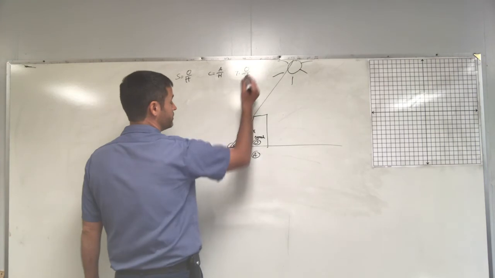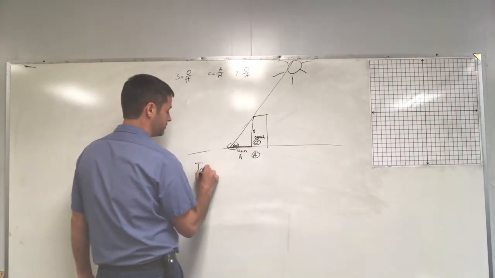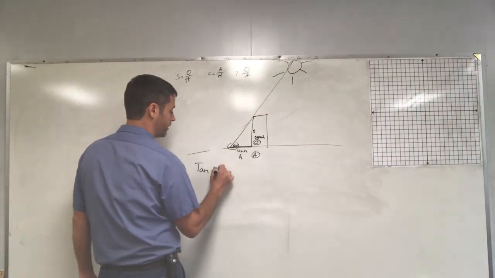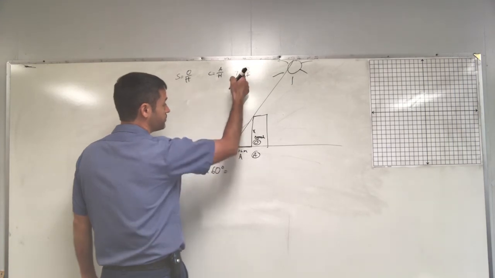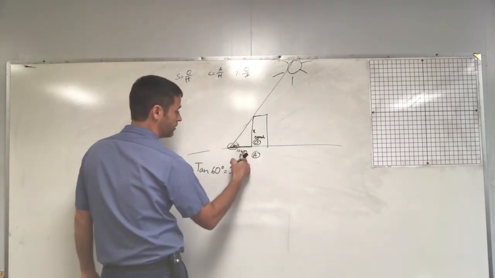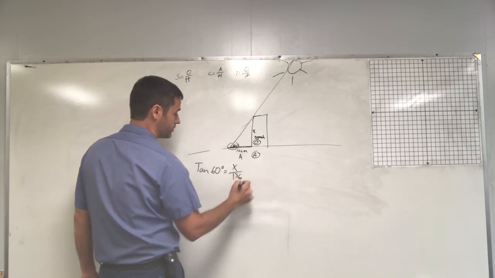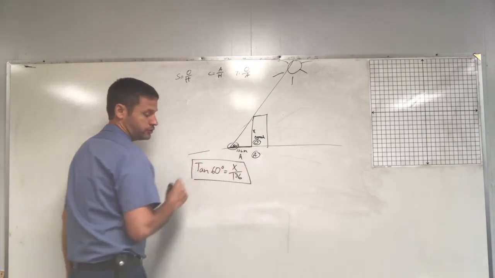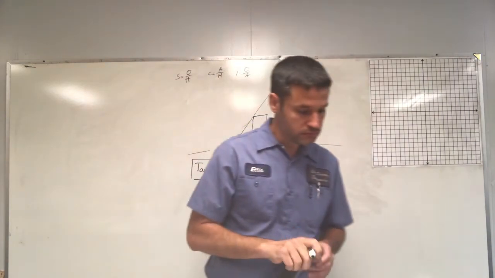Opposite and adjacent. The tangent of a 60-degree angle is equal to opposite over adjacent. Opposite is x, so it's equal to x over adjacent, which is 136.